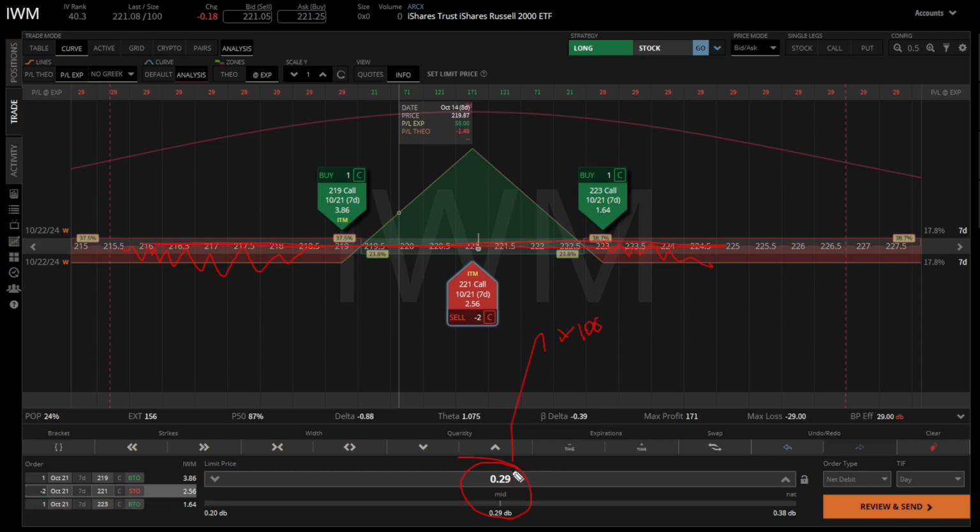So in this case, our maximum loss is going to be $29, but our maximum profit is going to be $171. So here we can pretty much 6x our money from the cost that we pay. This strategy has a very low win rate, as you can see, but I'll always mention one thing to you.